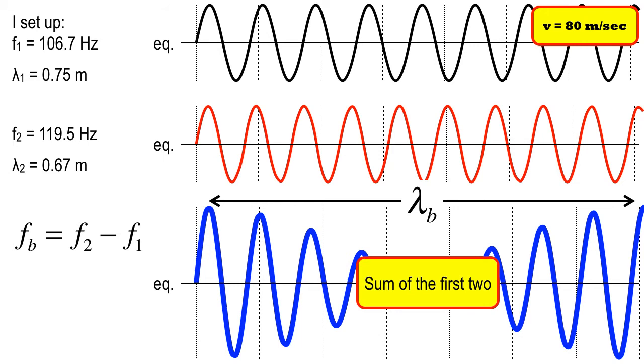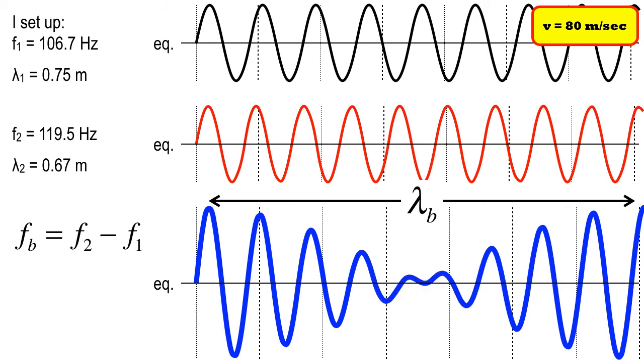Make a note. This blue curve at the bottom, Jessica, is the sum of the first two. It is called the superposition of wave 1 and wave 2. Let me repeat that. The blue curve is the superposition of wave 1 in black and wave 2 in red. It's basically just adding them up and looking at the waveform.